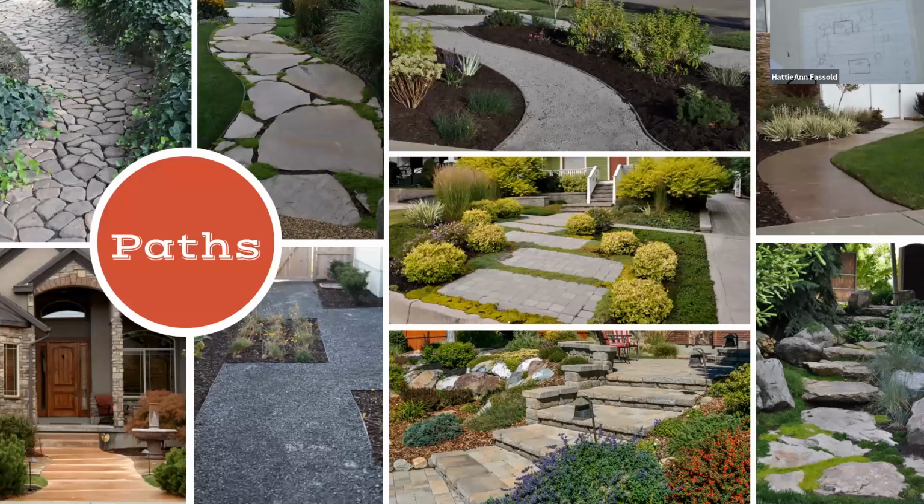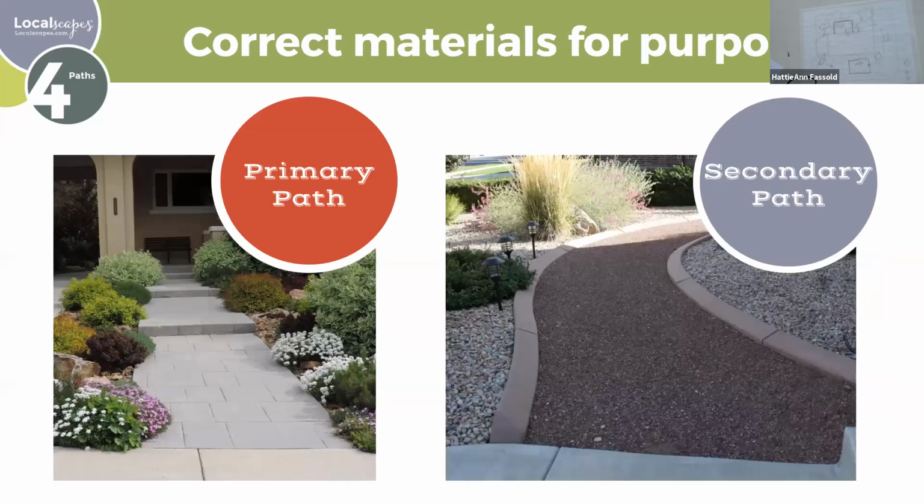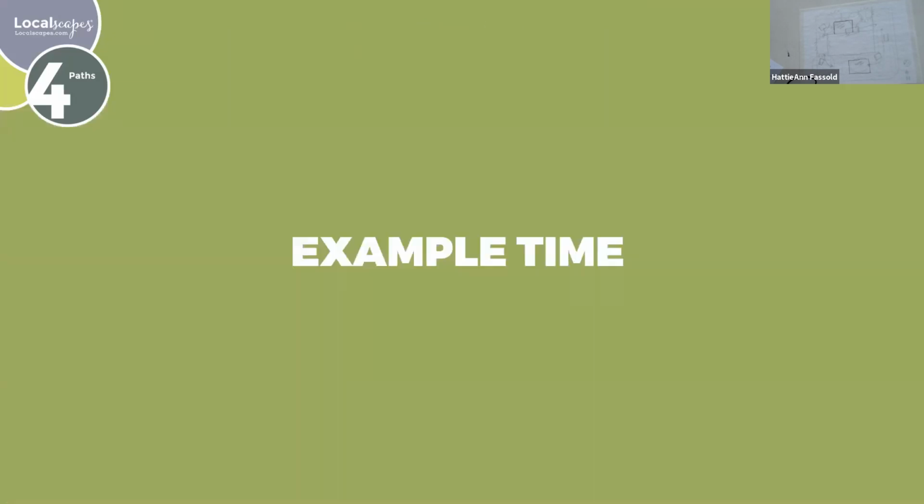So then our pathways, those are all our connections. We'll talk about those transitions so you can see how you transition that. You can see from these examples the transitions that they have. And then here are their pathways connecting on our different lots. Again, you want to make sure you're using the correct material for the different types of pathways, your primary and your secondary pathways.